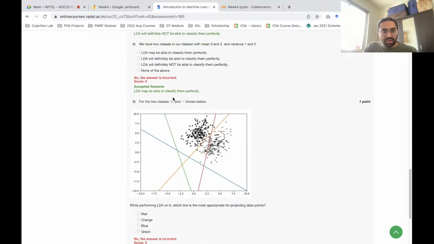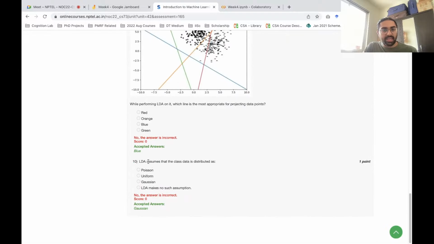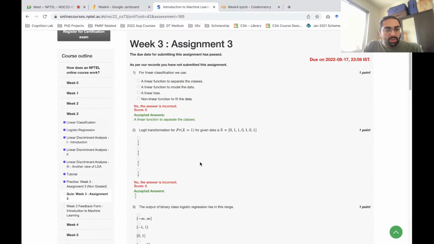Good. So 7, 8, and 9 we discussed, and 10, yeah. LDA assumes the class data to be distributed as Gaussian, as we discussed just now, right? Okay. We'll move on to the practice session of week 3.